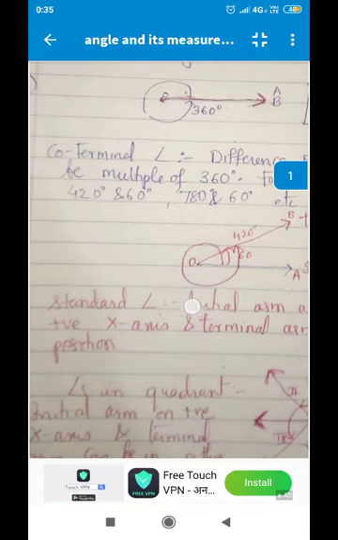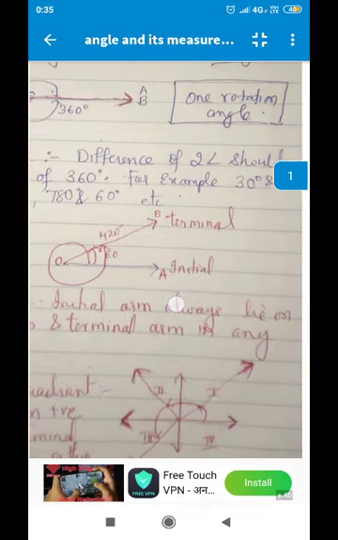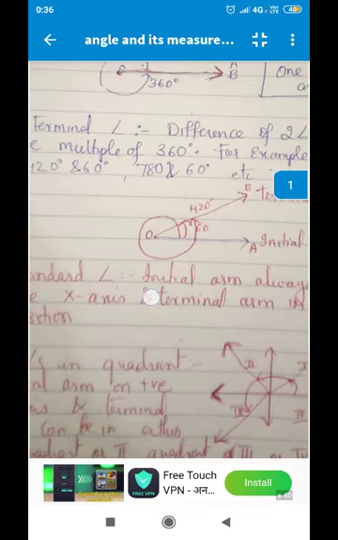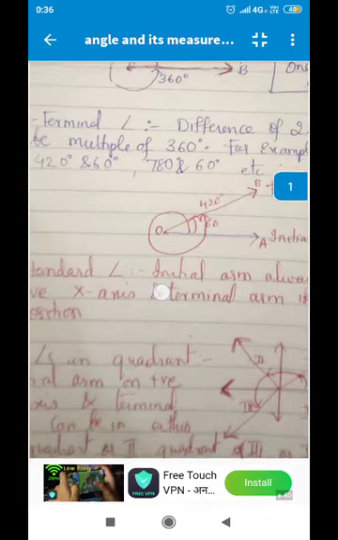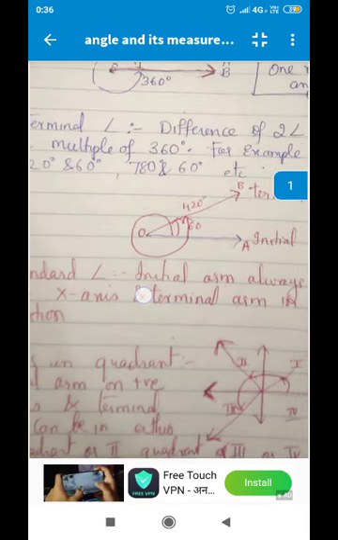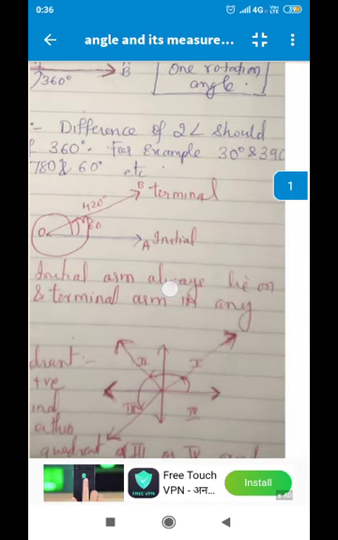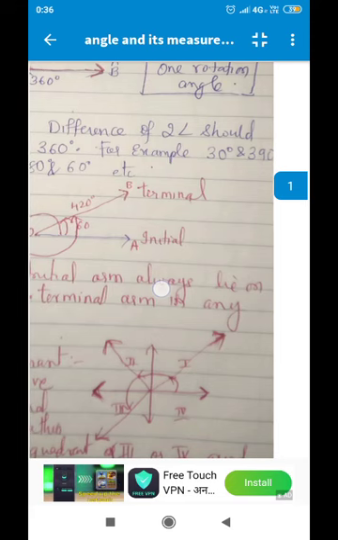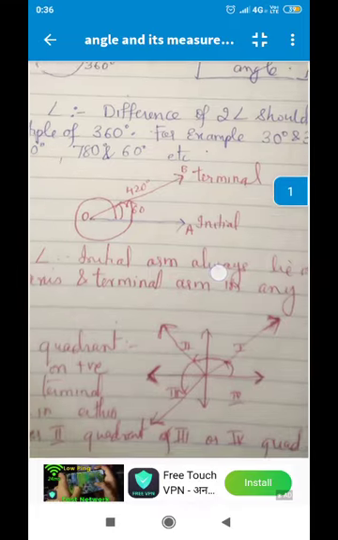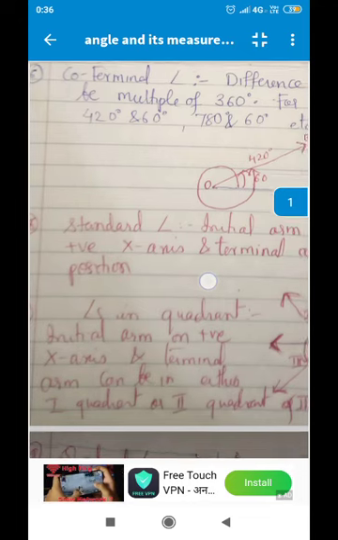Now another type of angle is co-terminal angle. In simple words, co-terminal angles imply that the difference between the two angles should be a multiple of 360 degrees. That is, the difference between the two angles can be either 360 degrees or 720 degrees or 1080 degrees or 1440 degrees, and so on. For example, 30 degrees and 390 degrees. The difference between 390 and 30 is 360 degrees, and therefore it is a co-terminal angle.